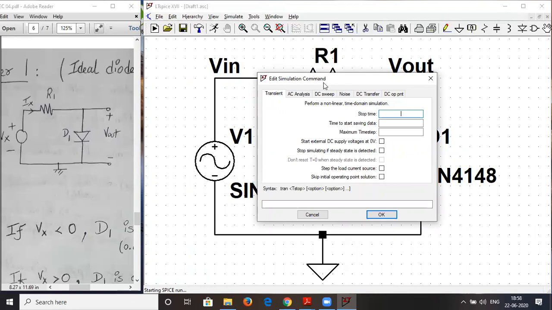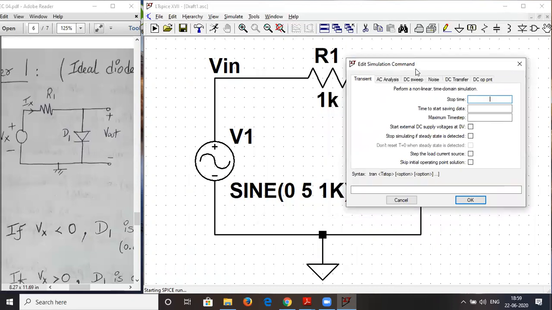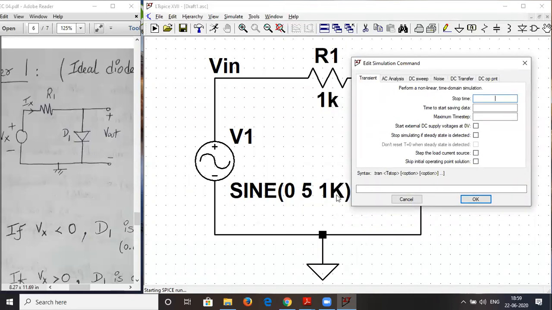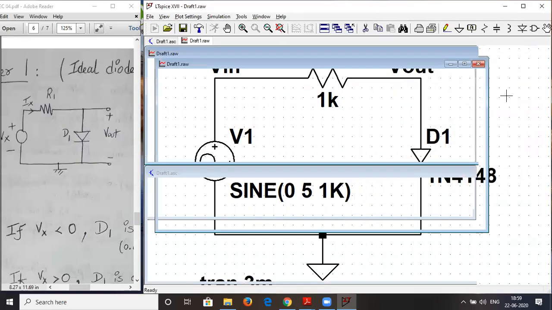So we need to specify the stop time here. We know that time is the inverse of frequency. Here the frequency is 1 kilohertz, so the time period is 1 upon 1 kilohertz, which comes out to be 1 millisecond. But we want around 3 cycles, let's say 3 sinusoidal cycles. So we'll put here 3 milliseconds and click on OK.